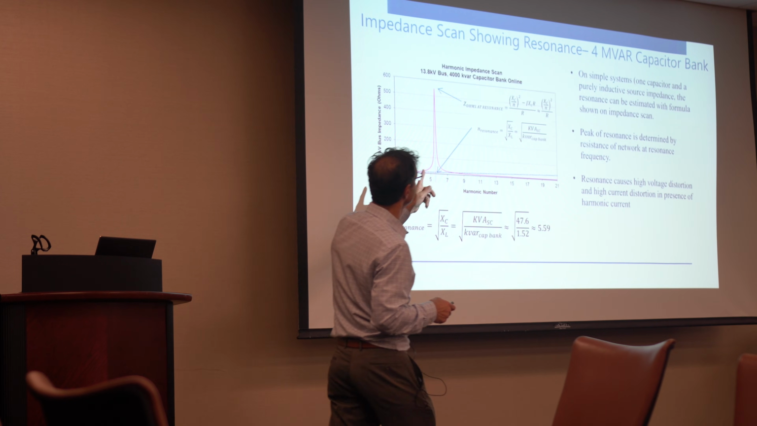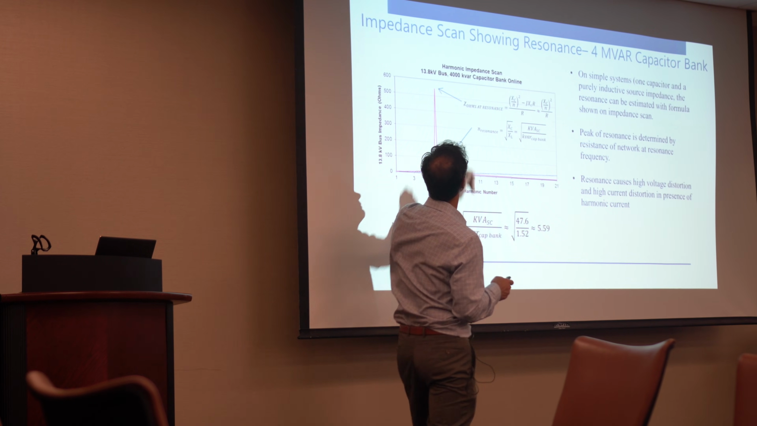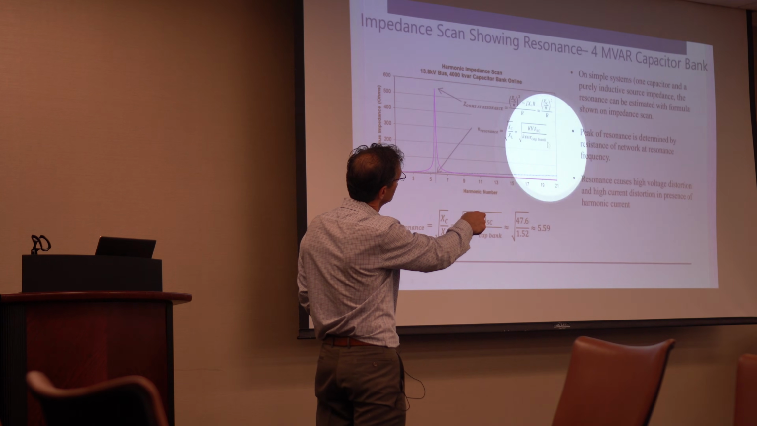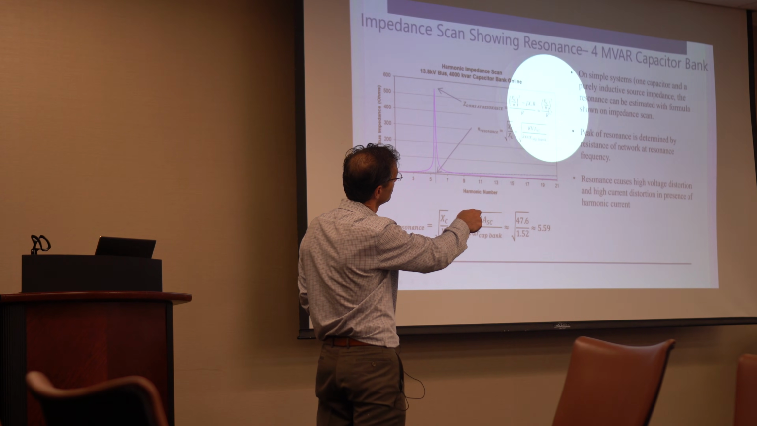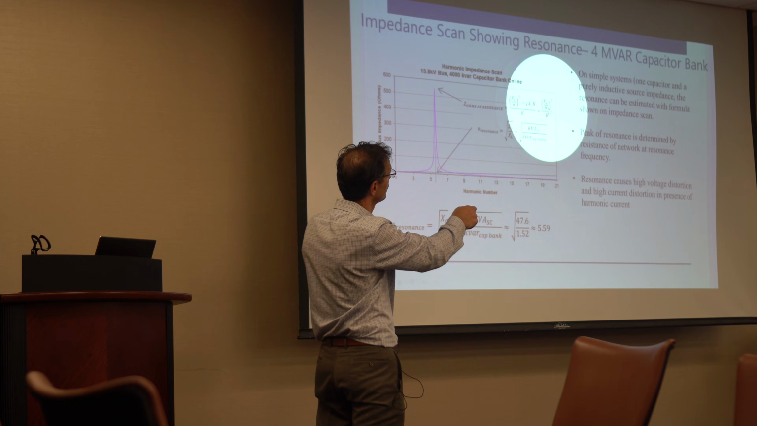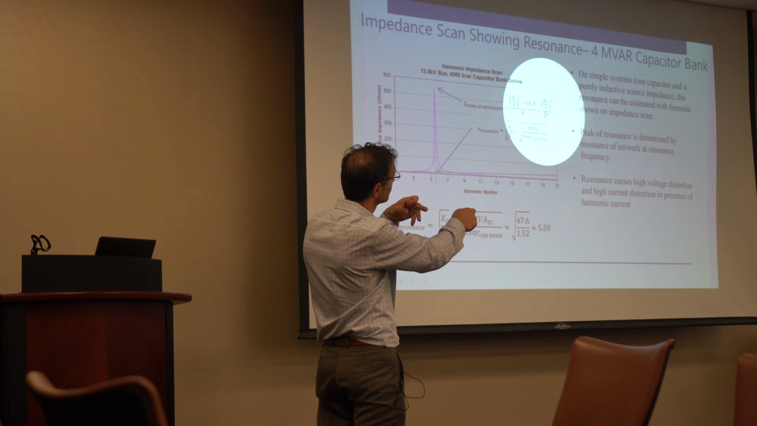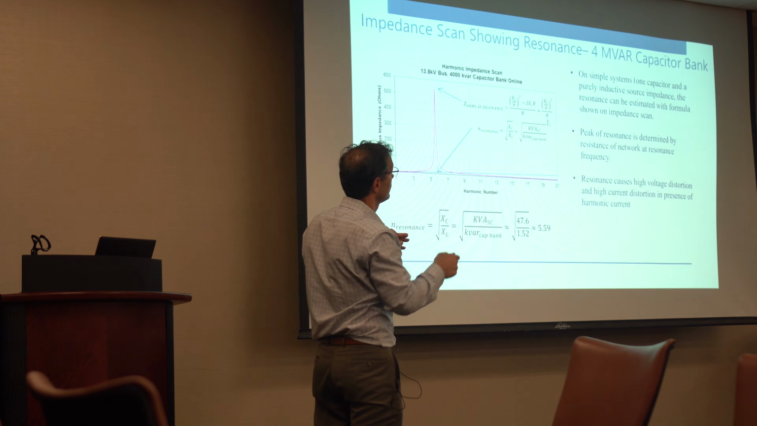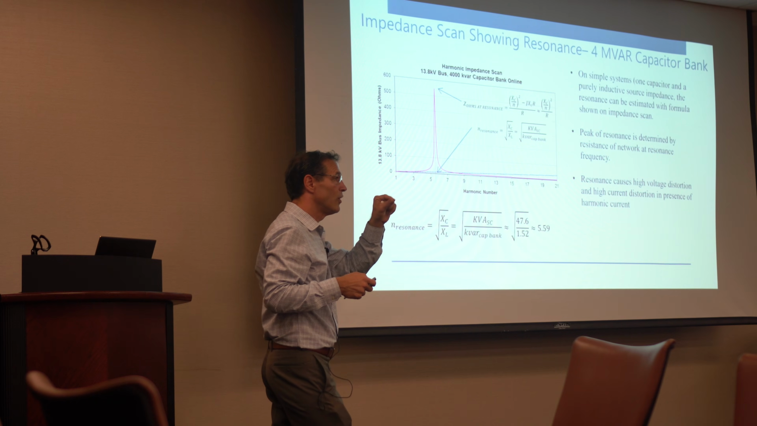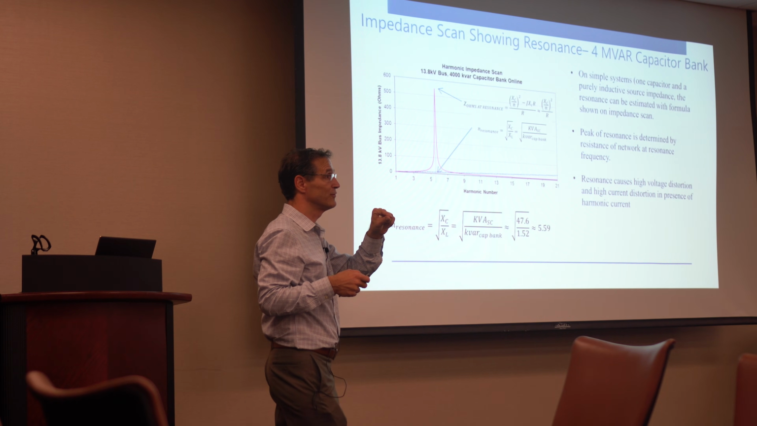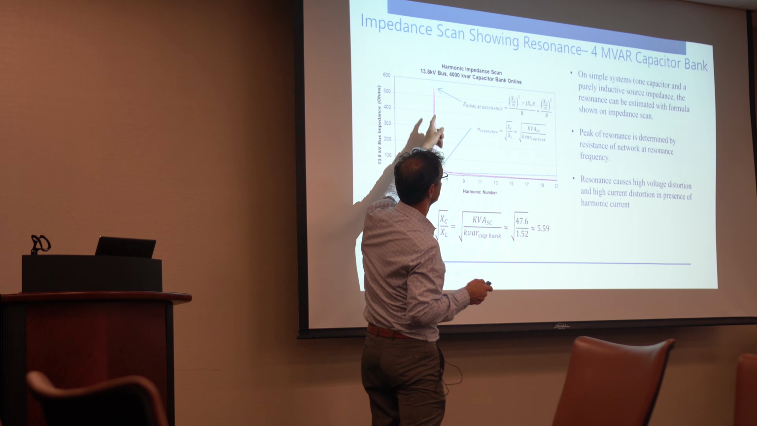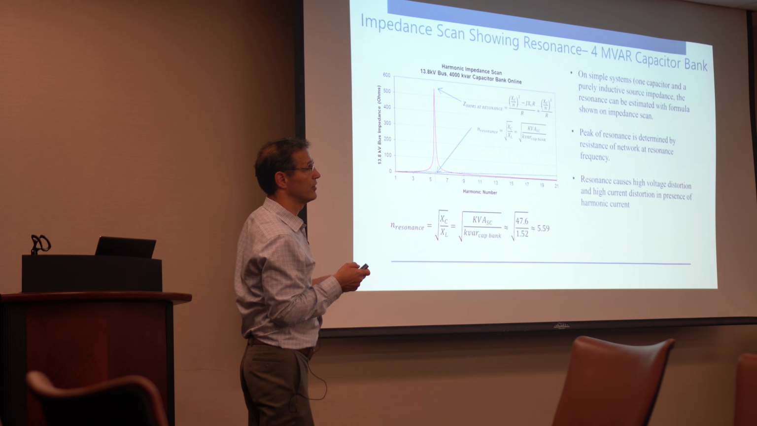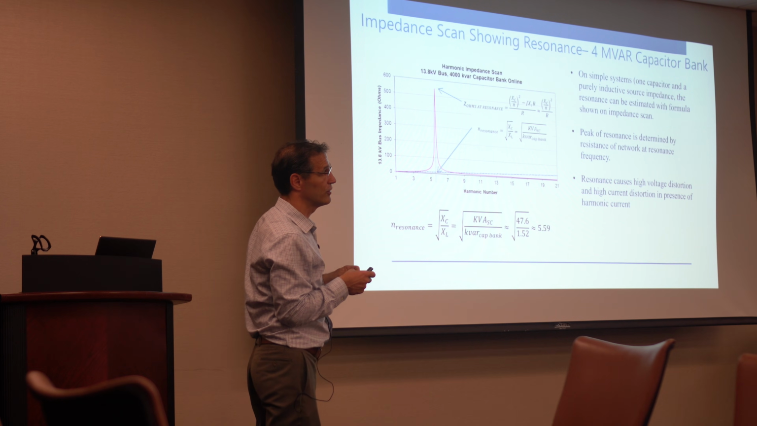I'll make note of it too. The peak here is determined by this formula, X_C squared divided by n, which is the frequency at which the resonance occurs, divided by the impedance, the resistance of the network. So you think about R in a network as a very small number. The resistance of a network is very small, and that's why you get this big peak, because you've got X_C squared divided by n, divided by R, and R is very small.